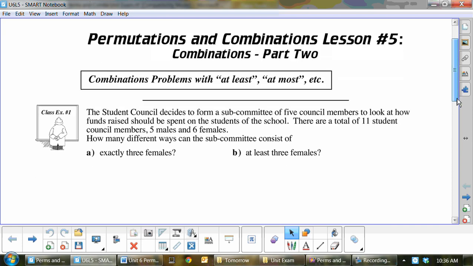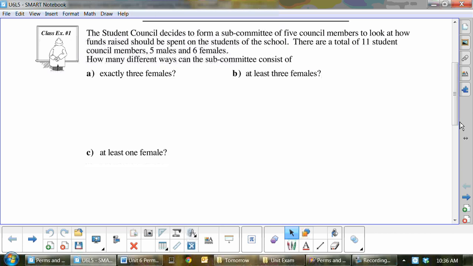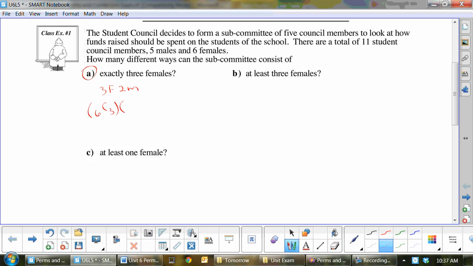Now, when we do A, we should all know how to do that. A student council decides to form a subcommittee of 5 council members to look at how funds are raised. Right now, there are 11 council members, 5 are male and 6 are female. So how would I find exactly 3 females? Okay, so I'm looking for 3 females, and what's implied here? 2 males. So that would be 6 choose 3 and 5 choose 2. Good. And that's 200.